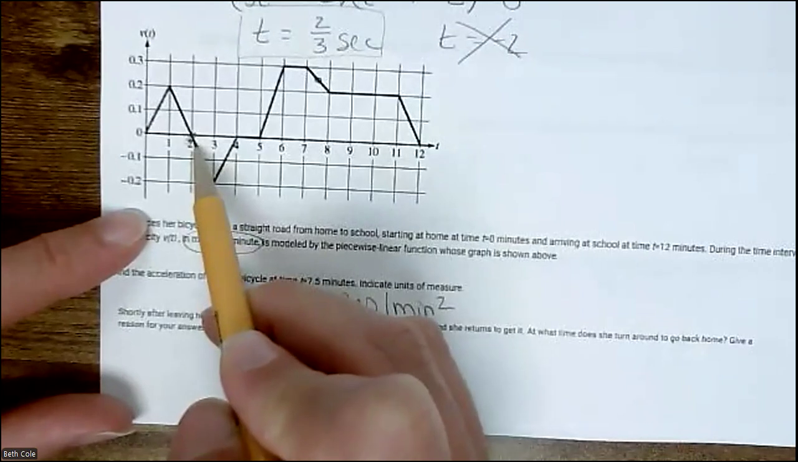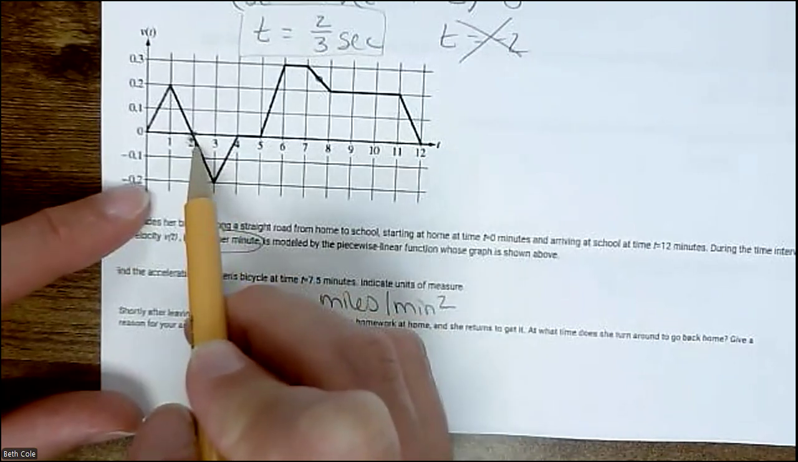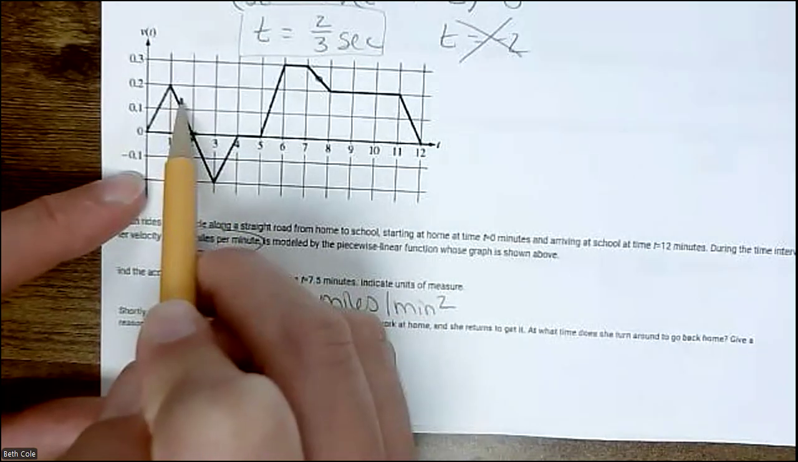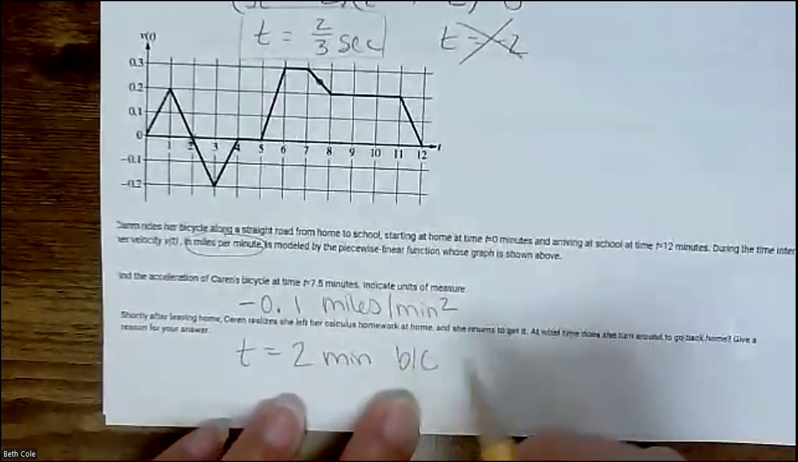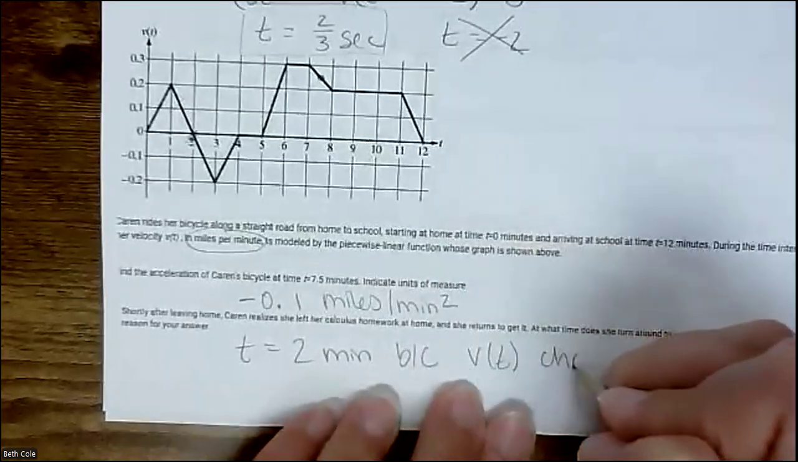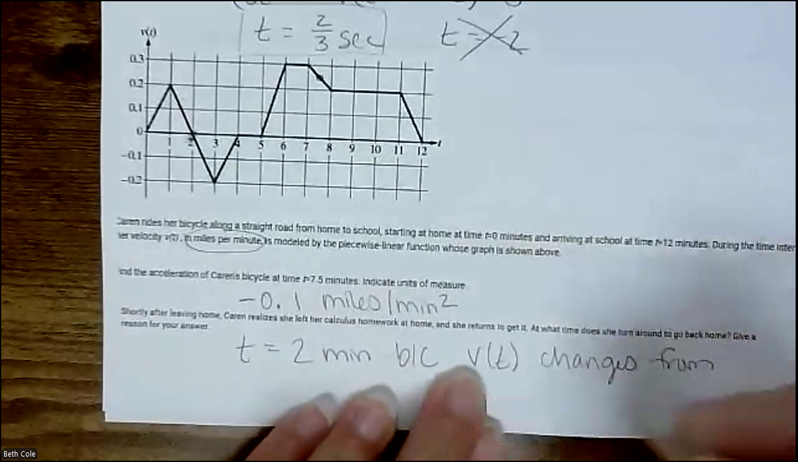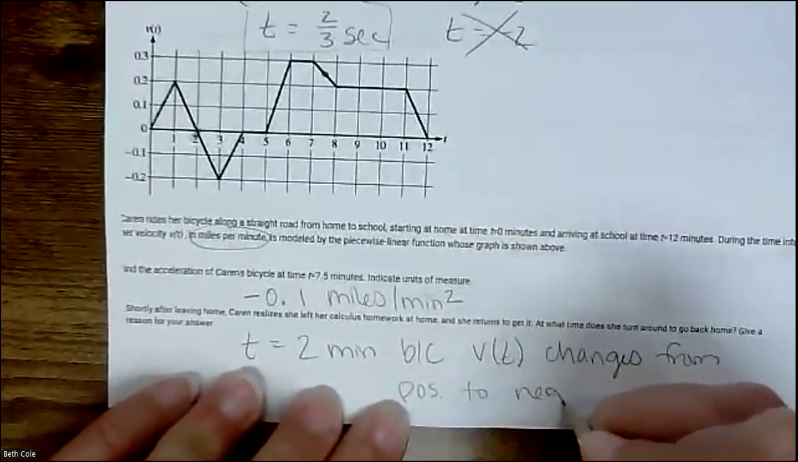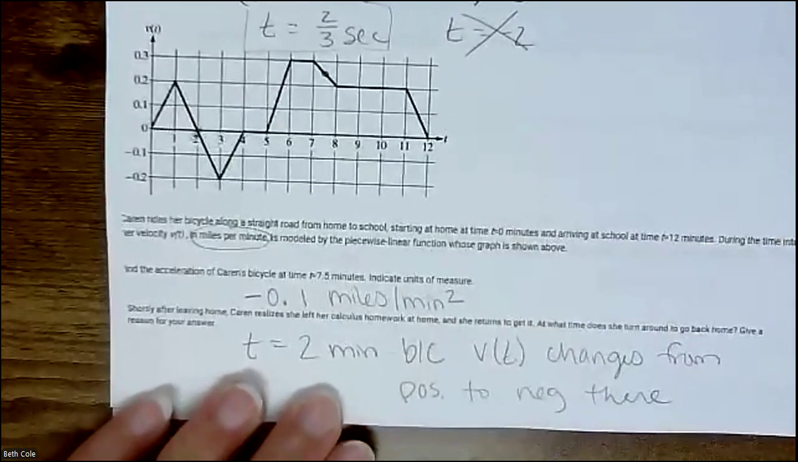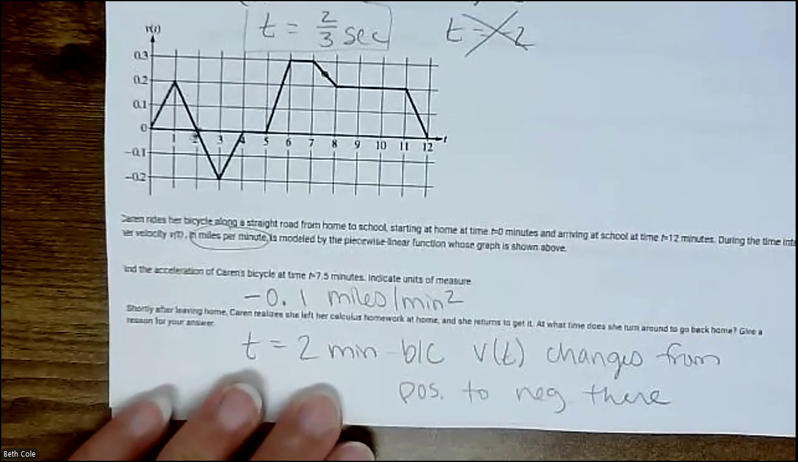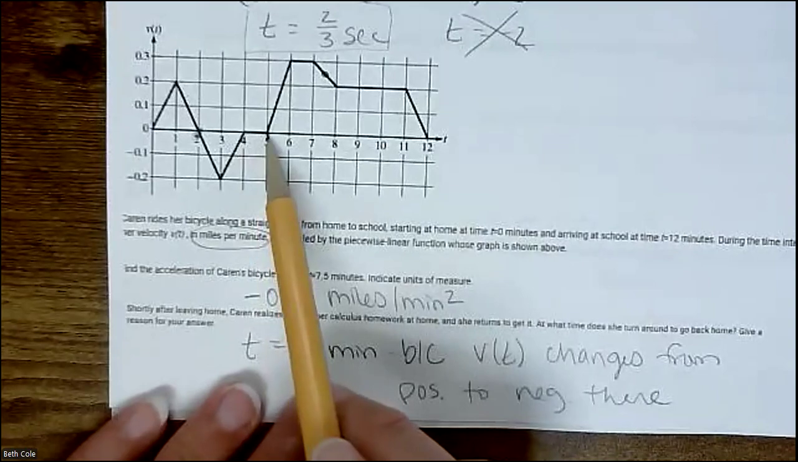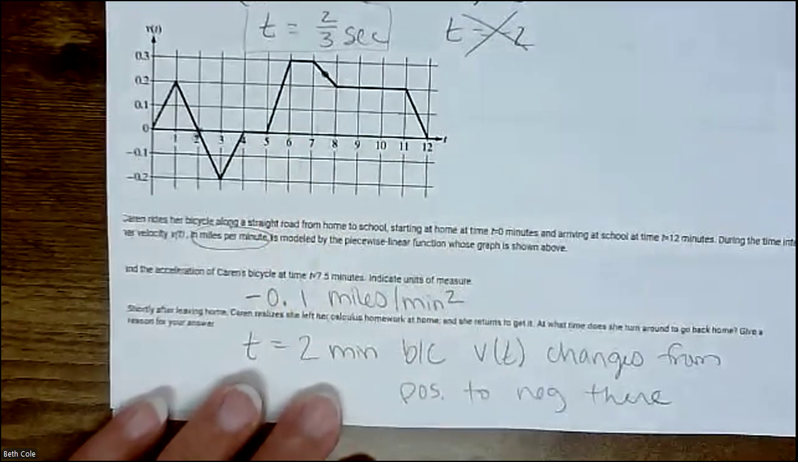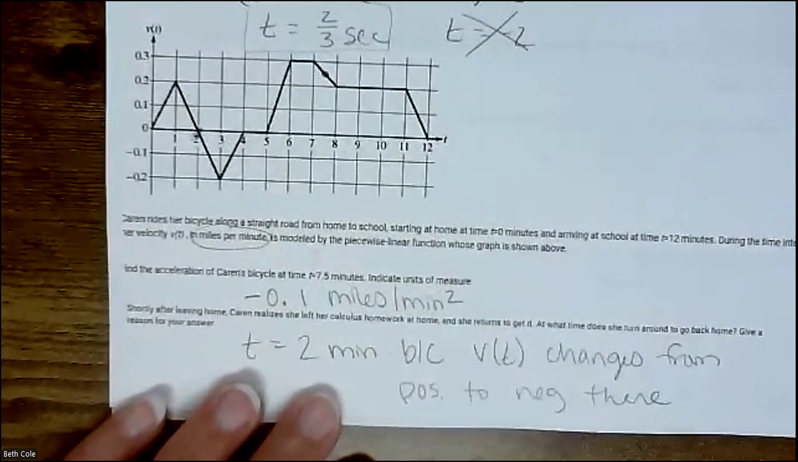Why is that when she started going home, when she turned around? Velocity changes from positive to negative there. Okay, time 2 minutes because, and you're allowed to abbreviate, velocity changes from positive to negative there. She was going away from home, that's positive, and then she turned around and is going back towards home, that's negative. And then at 4 to 5, that's when she was home getting her homework, and then she left and went to school, hopefully. She forgot her calculus homework. She had to go back and get it.